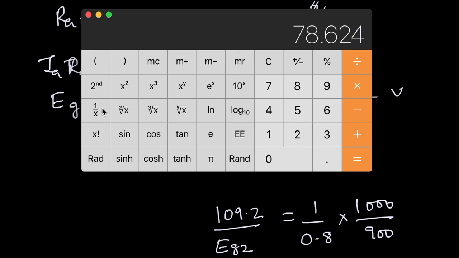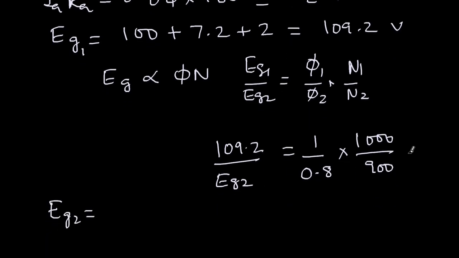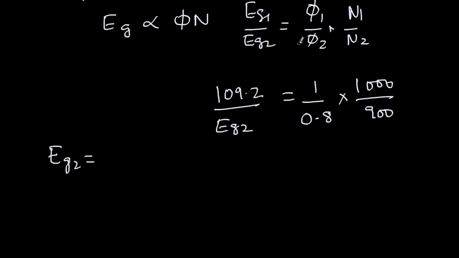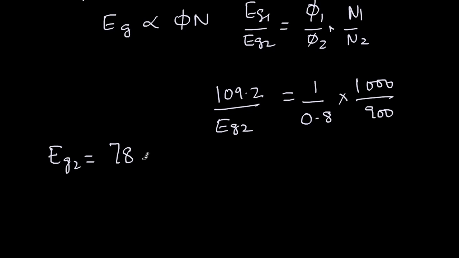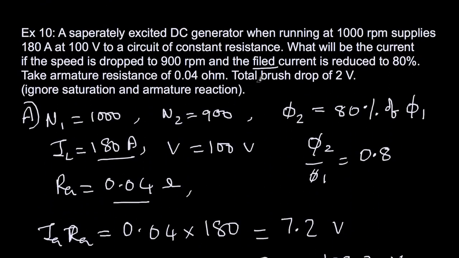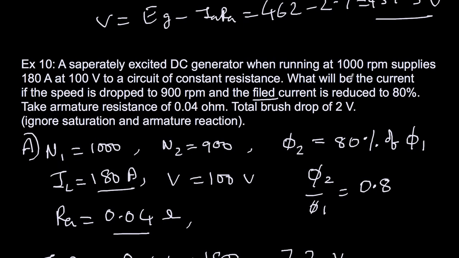So I'm getting 78.624 volts. This is expected. On one hand, the flux is reducing. On the other hand, the speed is also reducing. Therefore, EMF will definitely reduce. So that is 78.6 volts. Now under this new EMF, what will be the current if the speed is dropped to such and such value?